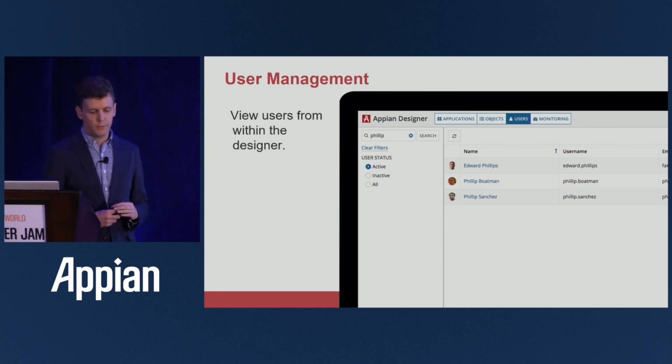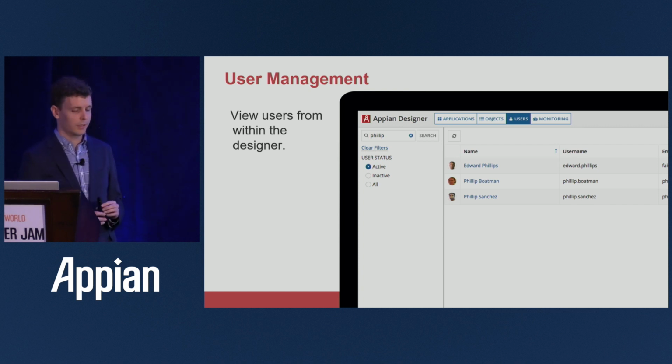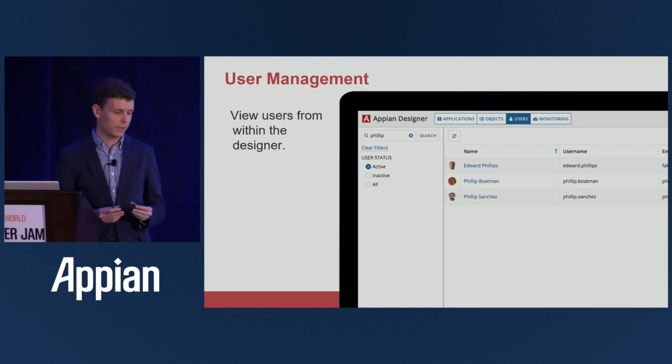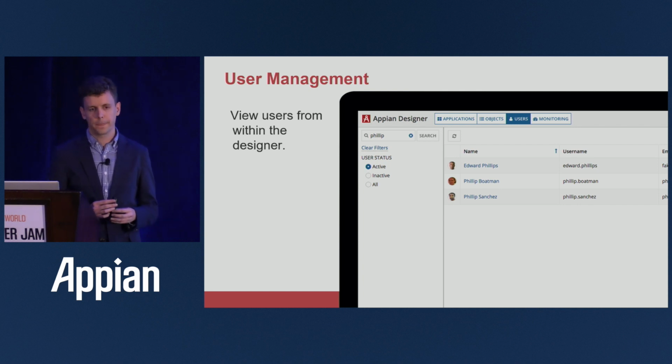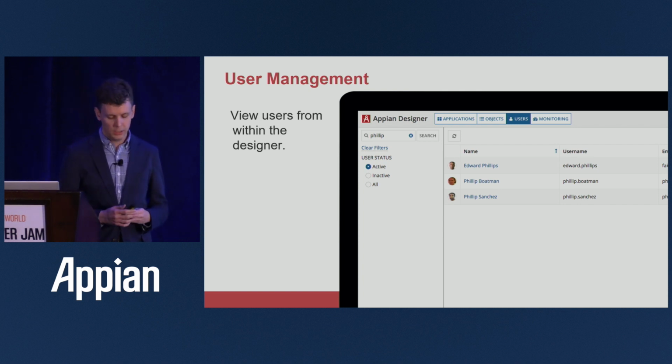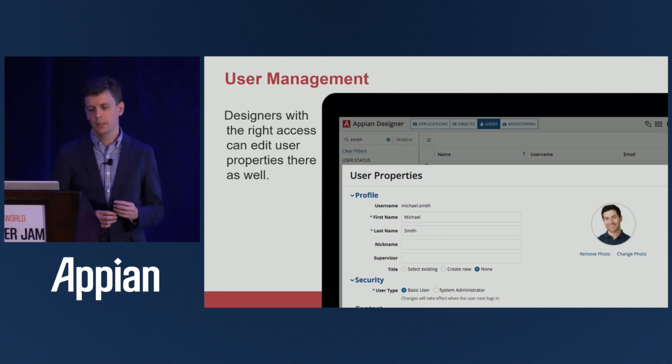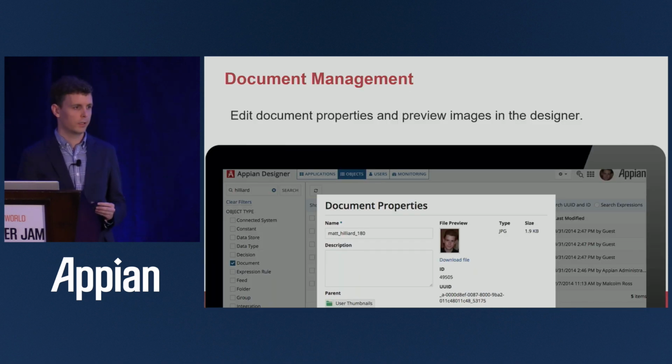Meanwhile, users, this has always been something that's done in the administration console, but we now show the users to designers right there in the design tools. There's a tab for it. So when you're making security configurations or group memberships, you can refer to that. If you do have the right access, you can edit the group attributes right there, again, from the designer.